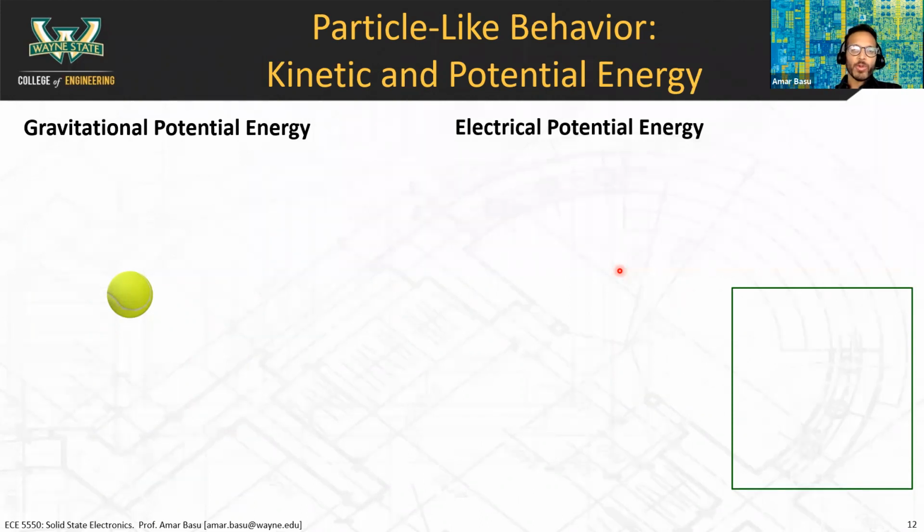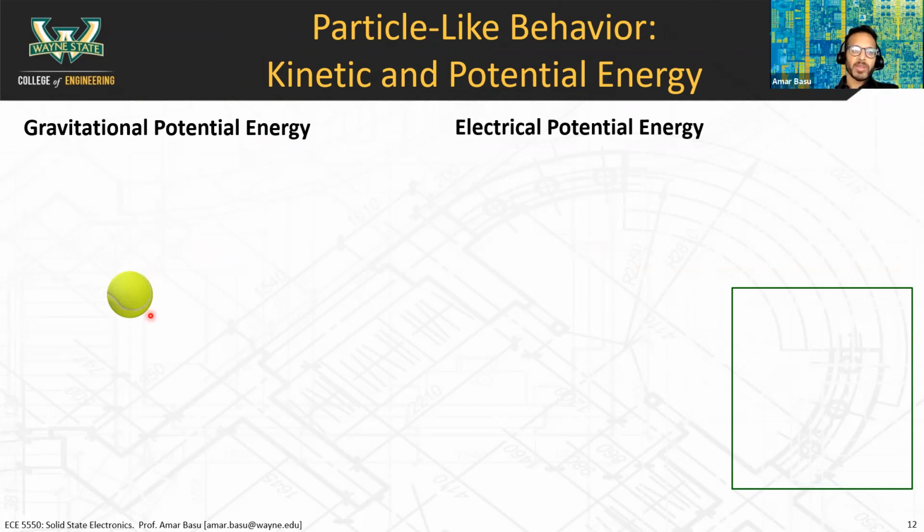So I just want to review what particle-like behavior is, because we are going to revisit it in this class when we do some calculations with it. So I think it's worth it to revisit some fundamental concepts from physics. Gravitational potential energy and electrical potential energy. So anytime you have particle-like behavior, the particle can have a combination of kinetic and potential energy. So we'll talk about both here.